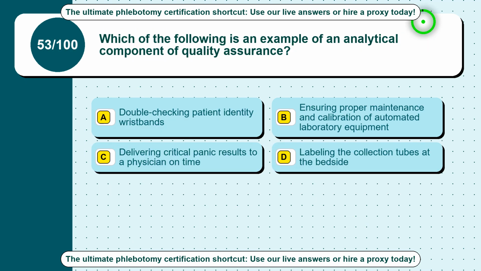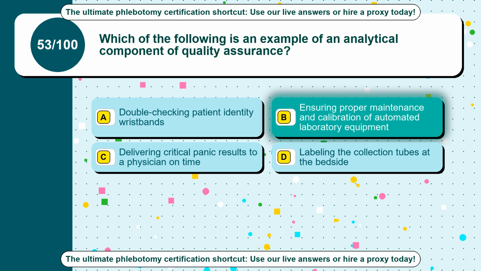Question 53. Which of the following is an example of an analytical component of quality assurance? Option A. Double-checking patient identity wristbands. Option B. Ensuring proper maintenance and calibration of automated laboratory equipment. Option C. Delivering critical panic results to a physician on time. Option D. Labeling the collection tubes at the bedside. The correct answer is option B.